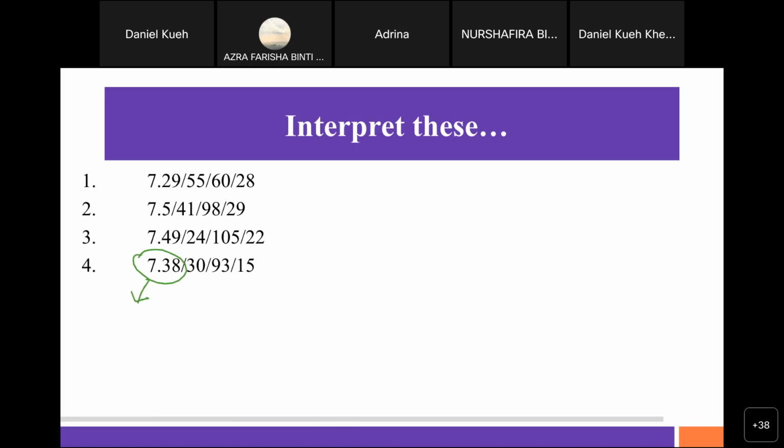The last question, the 7.38 falls into the normal pH range, right? Then this is the CO2, and the CO2 is low. The oxygen is in normal range. And the bicarbonate ion is low, 22 to 26, right? So when your pH is normal, it doesn't mean you have no problem.